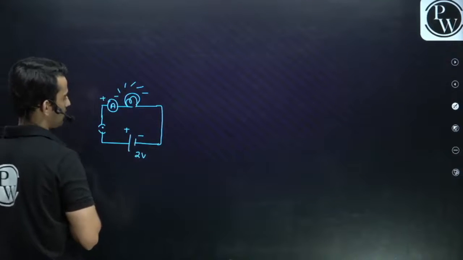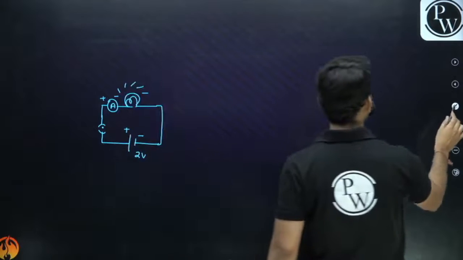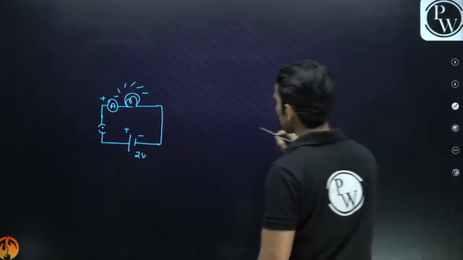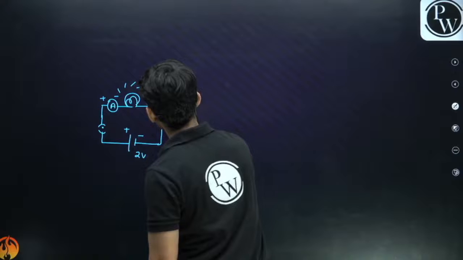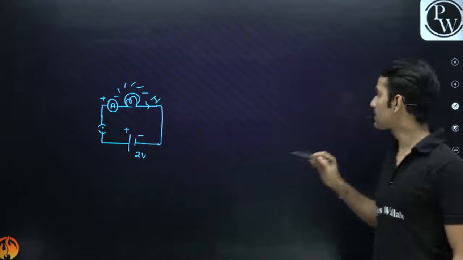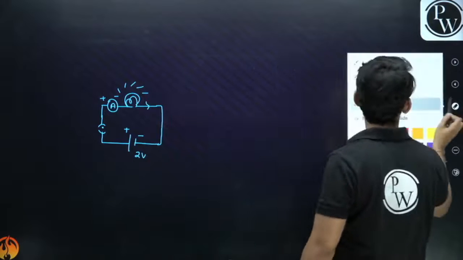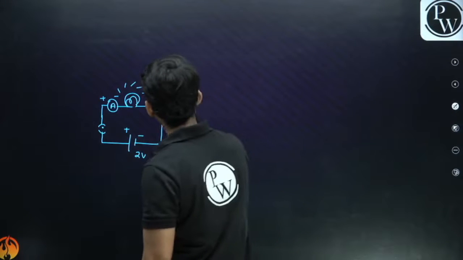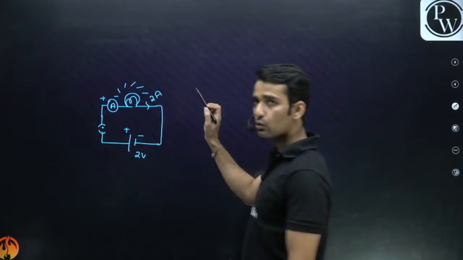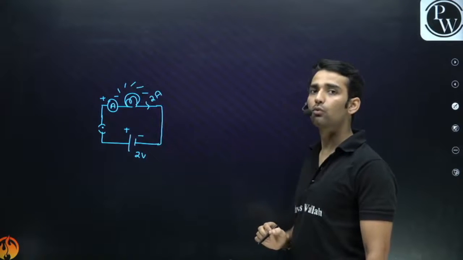So guys, let's say the current in the circuit is I. You can take any value; let's say the current is 2 ampere. I'm just taking an example. Let's say the current is 2 ampere for a voltage of 2 volt.